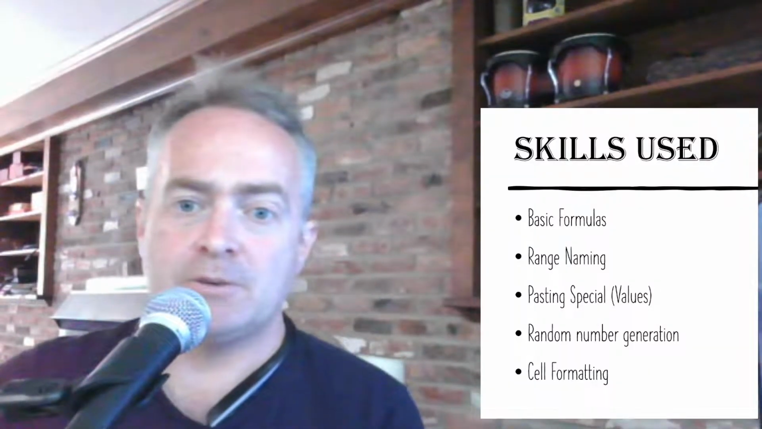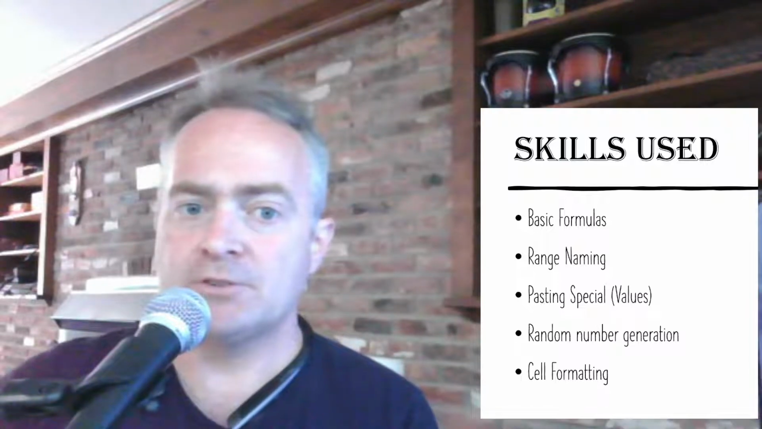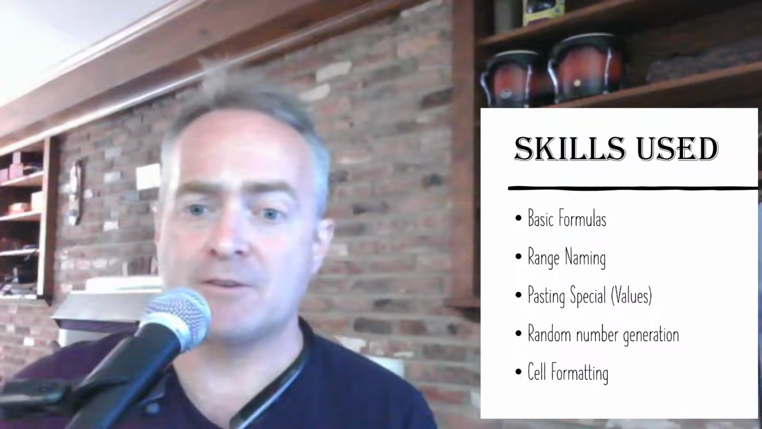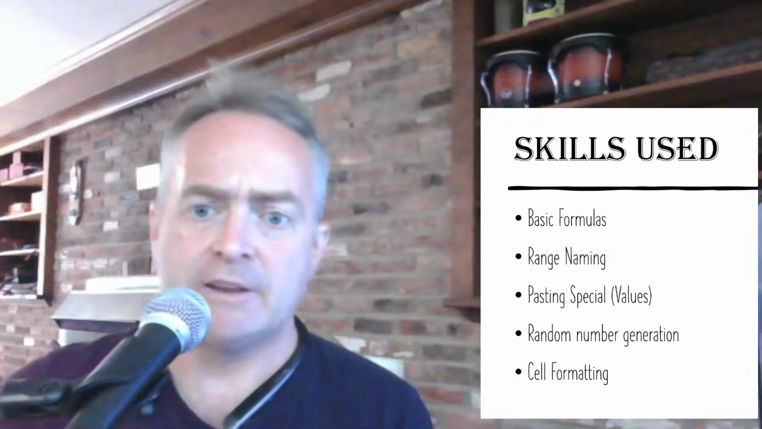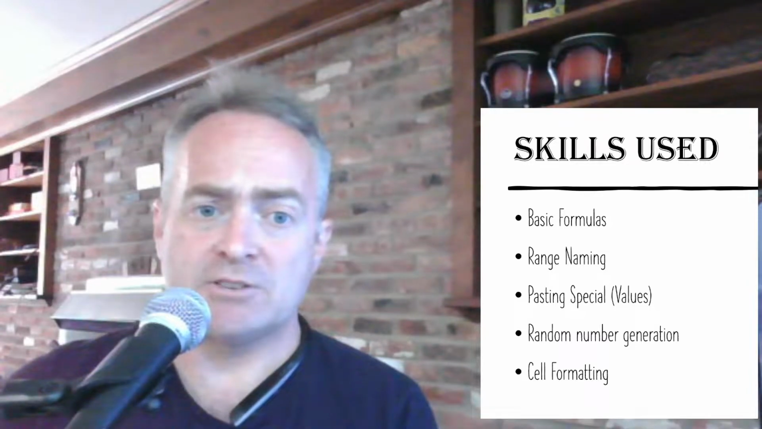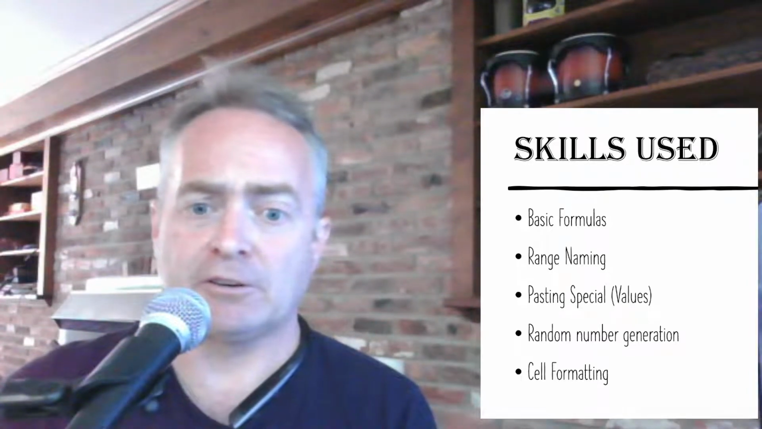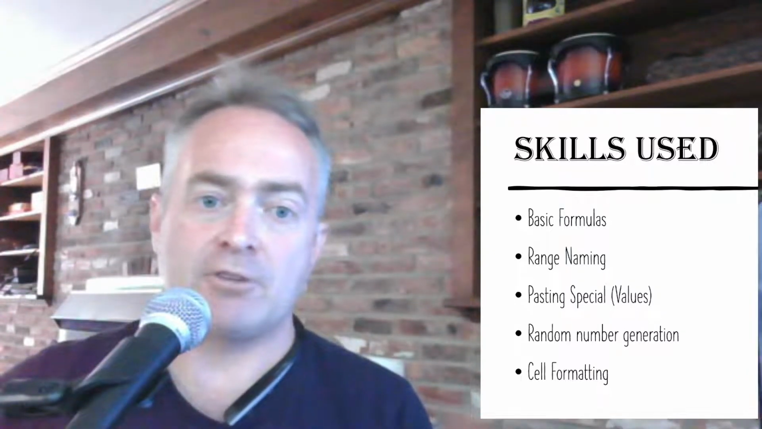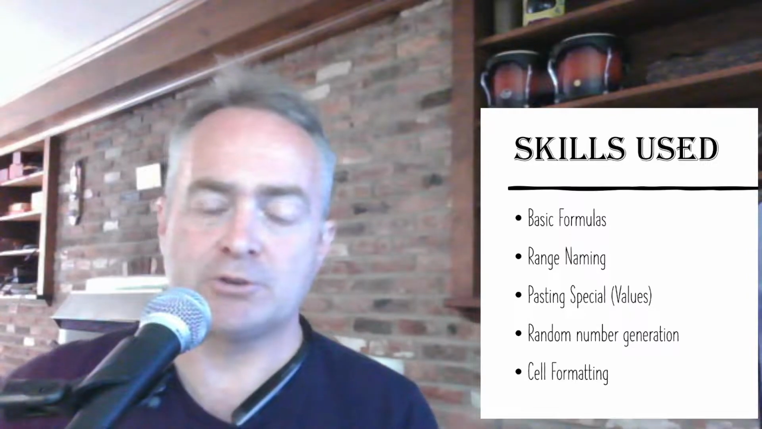Now, the skills we're going to be using are basic formulas, range naming, pasting special values, random number generation, and some cell formatting. If you're not familiar with any of this, I'll point you to some lessons in a bit where you can check out the earlier lessons where I covered all of these. If you are, let's go ahead and move forward. This is a very beginner-friendly lesson, so don't feel too intimidated here.